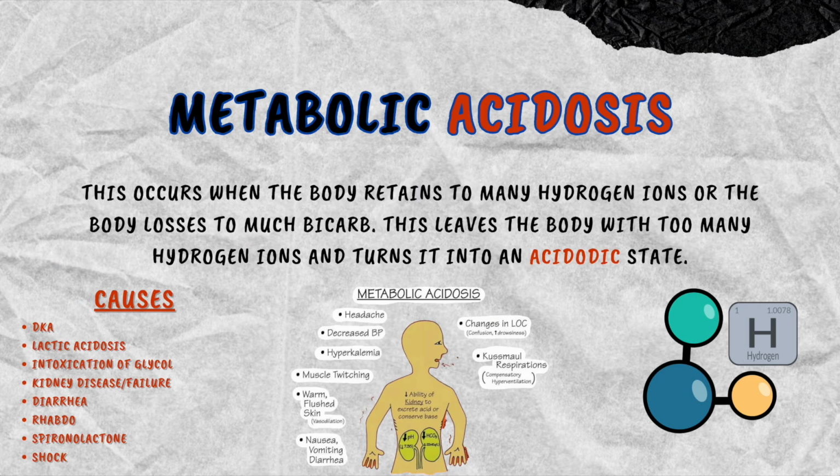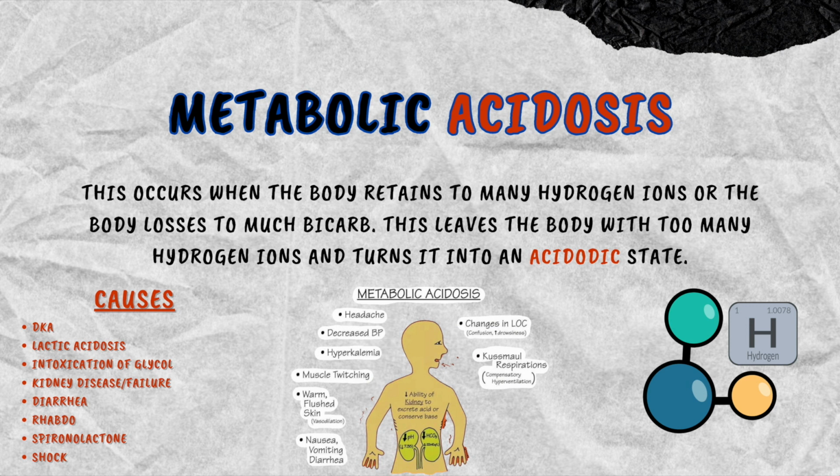So if we're going to talk about metabolic acidosis, this occurs when the body retains too many hydrogen ions or the body loses too much bicarb, leaving more abundance of acid. Some of the causes of this: diabetic ketoacidosis, lactic acidosis, intoxication of glycol or similar components. People with kidney disease or kidney failure have a hard time with this because their body's not able to eliminate acids as well as it once was.